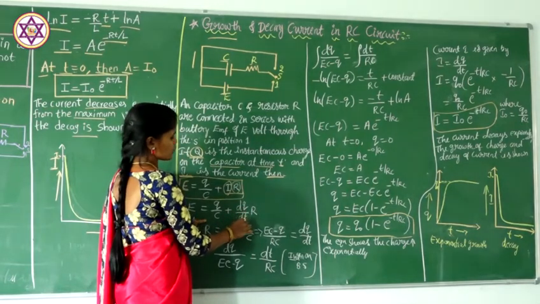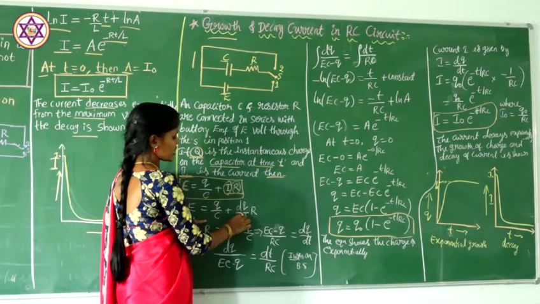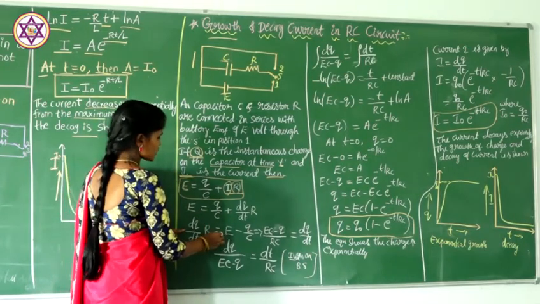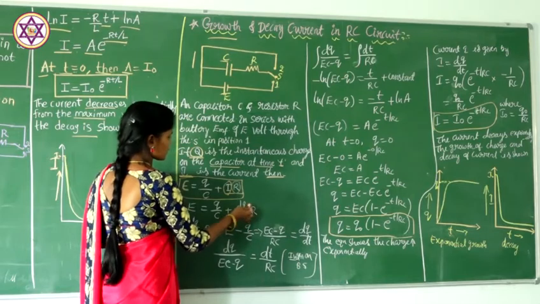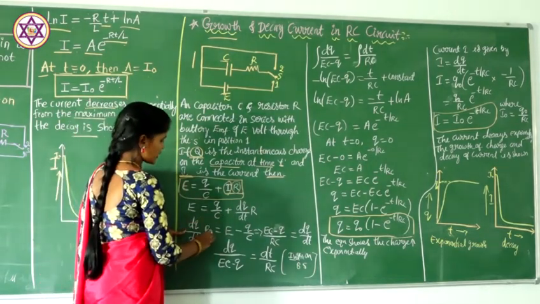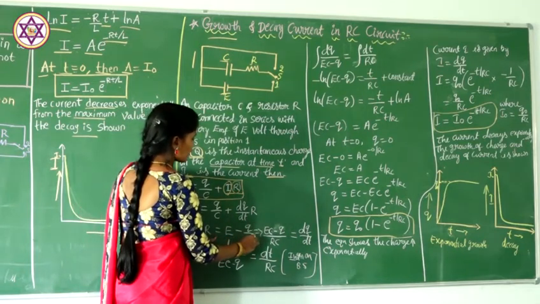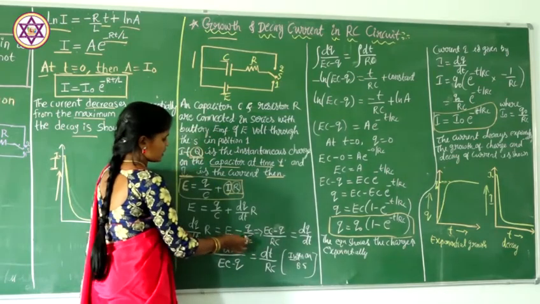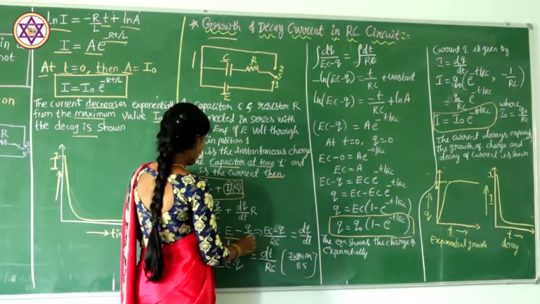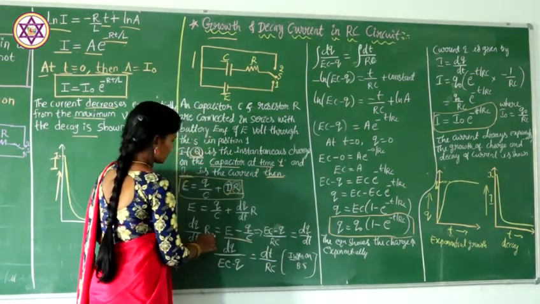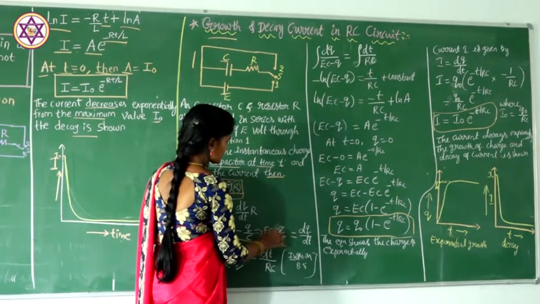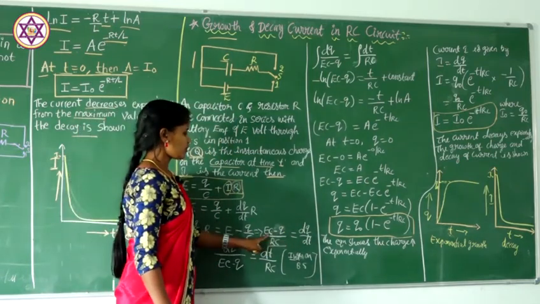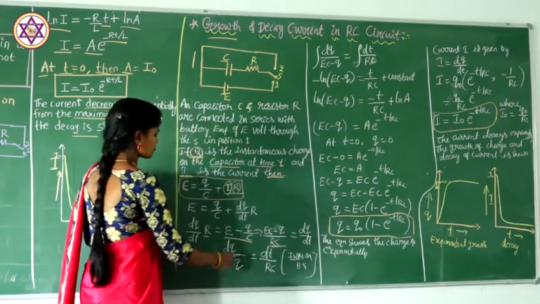So, dq/dt means the rate of change of charge with respect to time, multiplied by R. Rearranging the terms, dq/dt times R equals E minus q by C. Then take the LCM C: (EC minus q) by RC equals dq/dt. So, dq/dt equals (EC minus q) by RC.